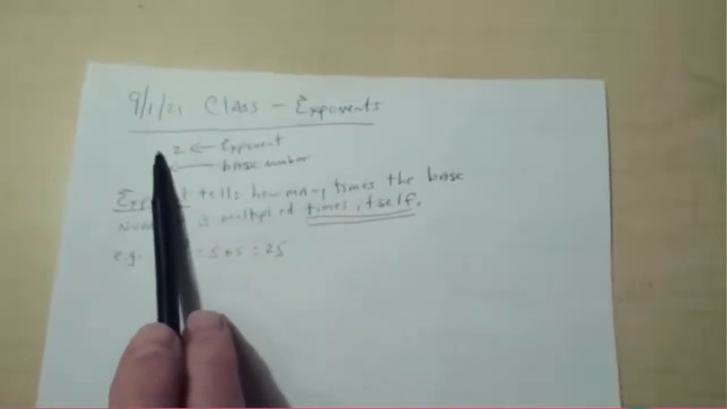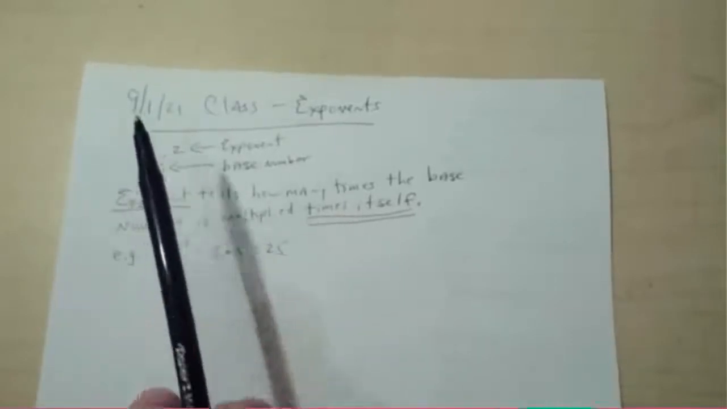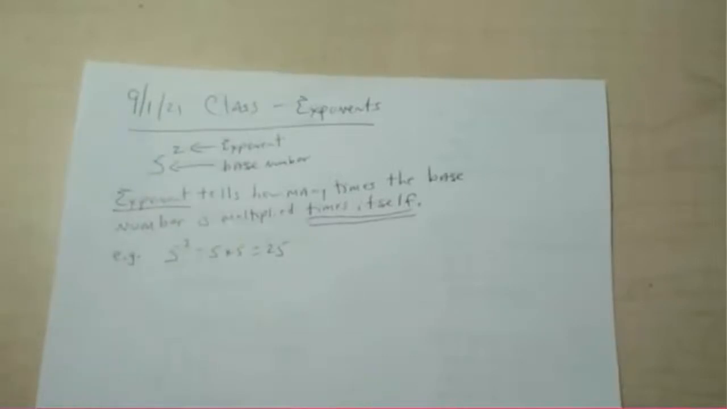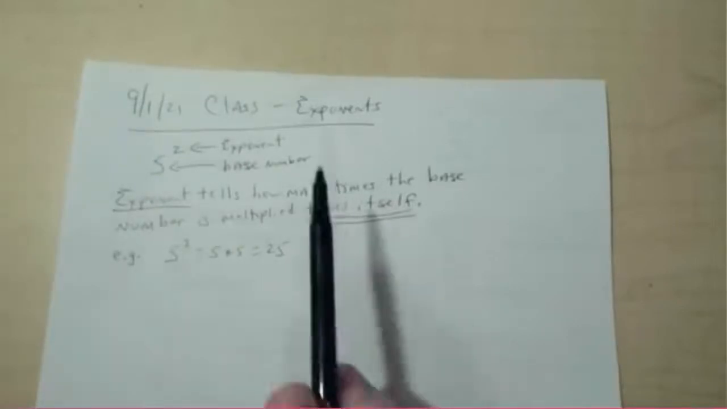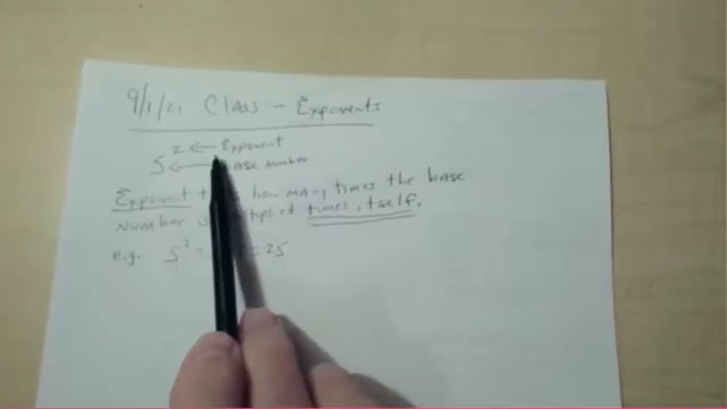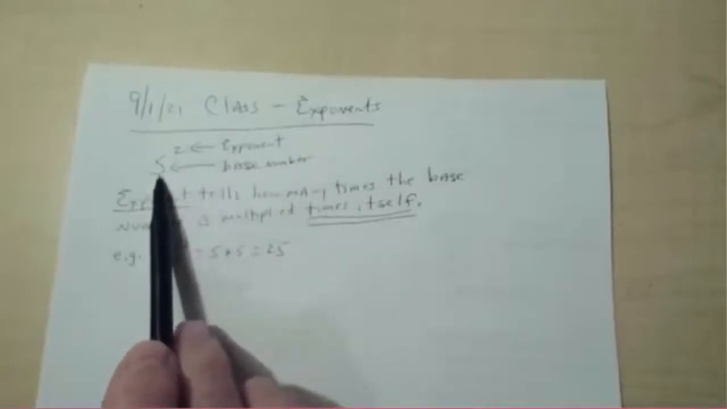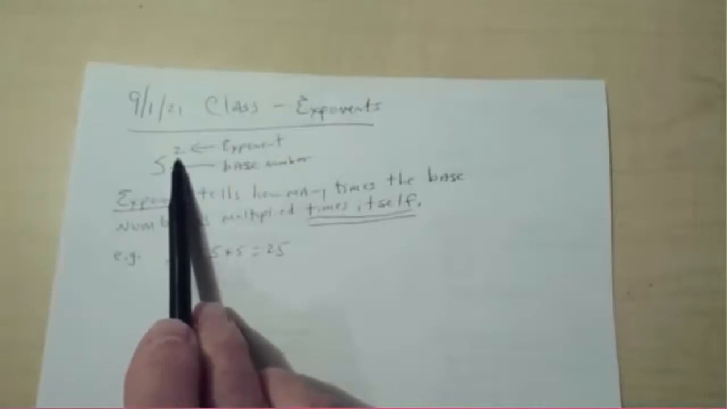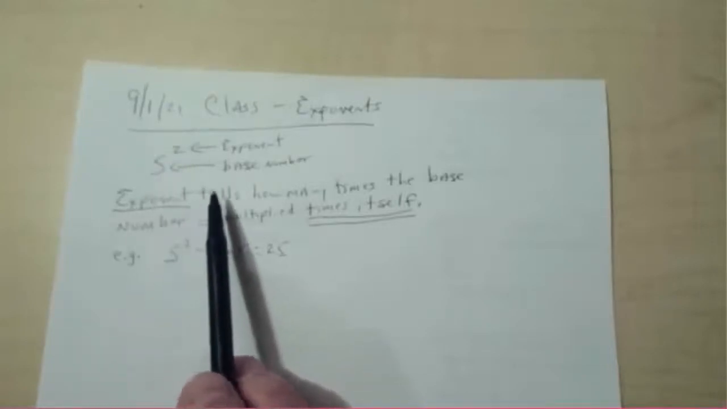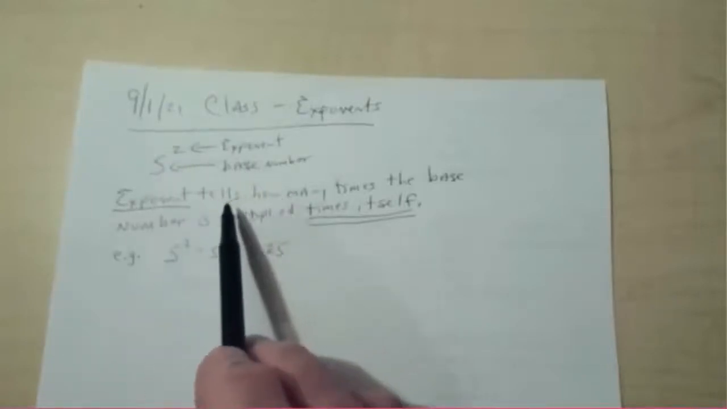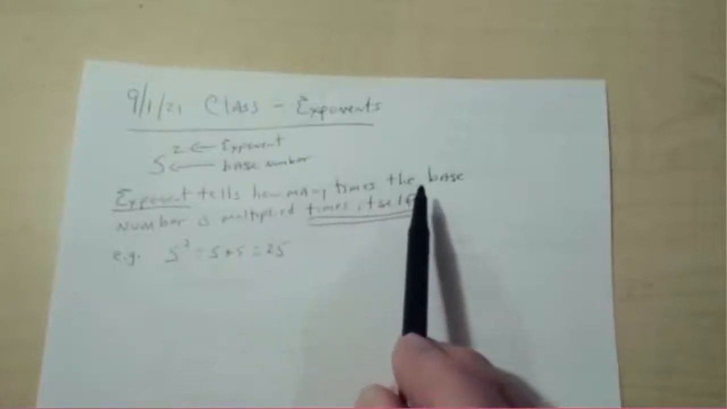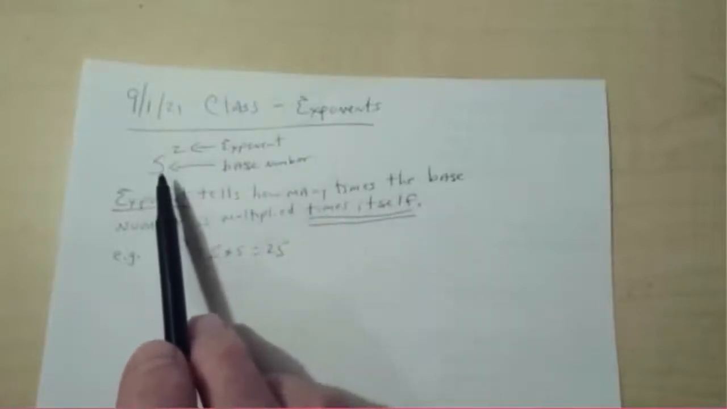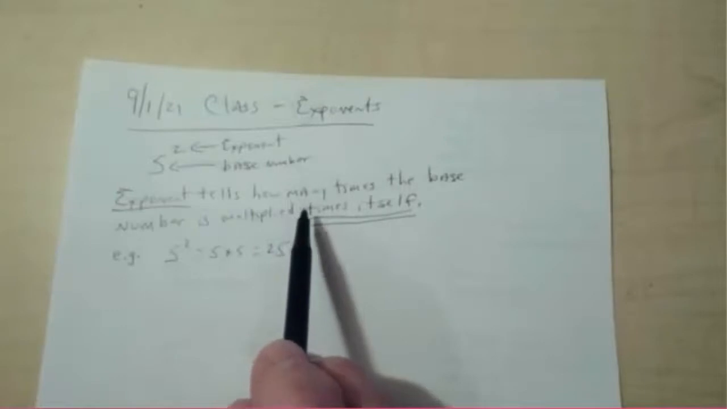This is the material we went over on September the 1st. That was Wednesday, and it's all about exponents. Now, exponents look like this. This is the base number, and of course, that's the exponent. Now, the exponent tells how many times the base number, that one, is multiplied times itself.